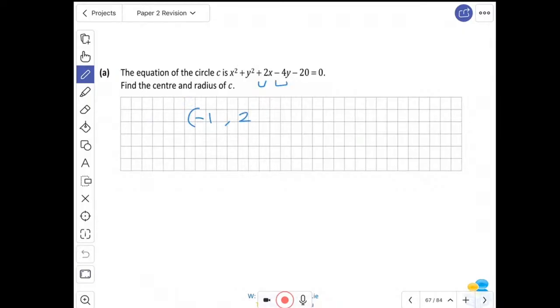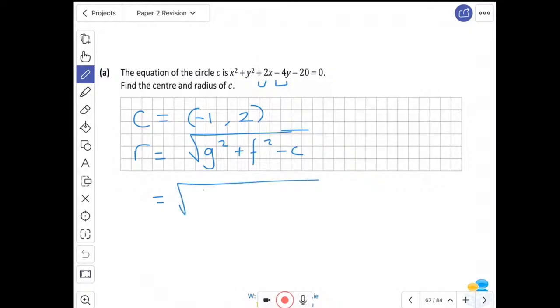And then the radius. So the radius is, and I would always write this down, the square root of g squared plus f squared minus c. So that is going to give you 1 squared plus 2 squared minus 20. And that's going to give me an answer of 25, which is 5. So the radius of that circle is 5.